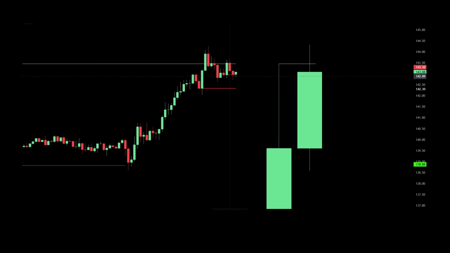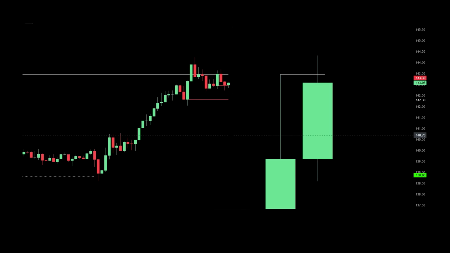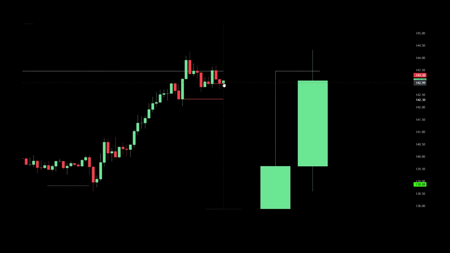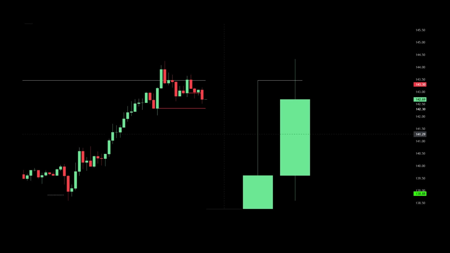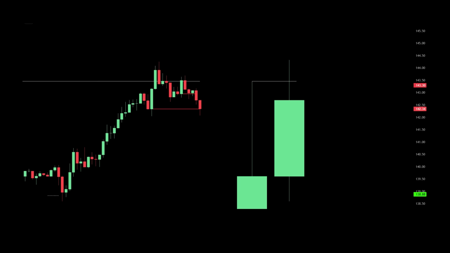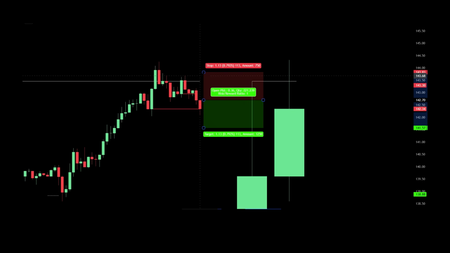So another CISD has been created. So every time price sweeps the high of the range, another CISD is created. So we get a second CISD. So now all we want to do is wait for either this CISD to get broken or this CISD to get broken. Either one can become an entry. There we go. So we get a break and close of the CISD. So now we want to look for an entry. We want to enter on the first candle break and close.